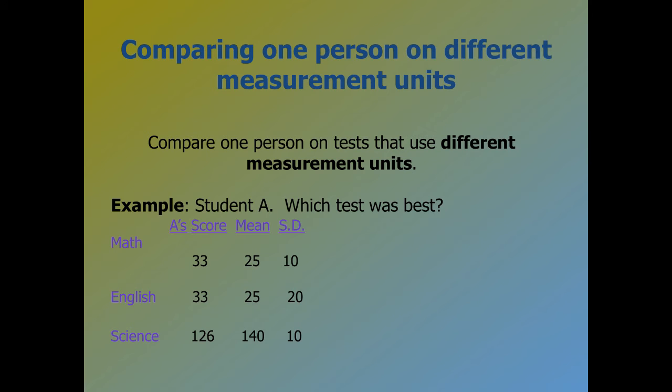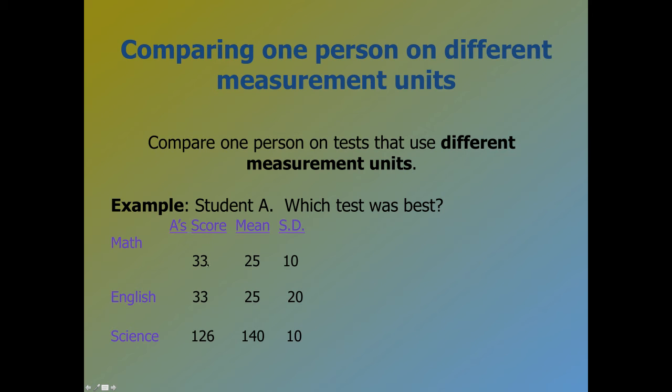Now, let's use z-scores to compare one person on different measurement units. So we have student A, and we have his scores on different classes. He took math, English, and science. So he got 33 on math, 33 in English, and 126 on science. The mean on those classes was 25, 25, and 140, and this is the standard deviation for each particular class.